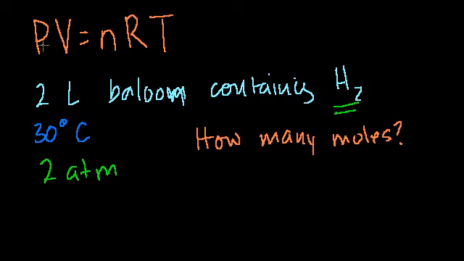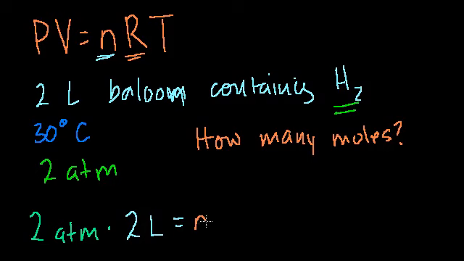So let's apply our ideal gas equation. And since we're dealing with liters and atmospheres, we have to make sure we use the right proportionality constant. So let me write down all of the units. We have 2 atmospheres times our volume, 2 liters, is equal to N, the number of particles we care about, in moles, times R.